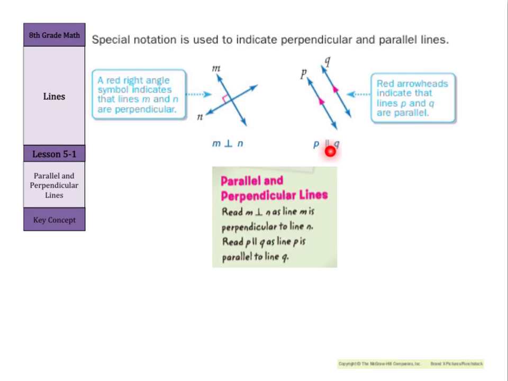So in our little sticky note here, parallel and perpendicular lines, read M with the perpendicular symbol N as line M is perpendicular to line N. Just not M perpendicular symbol N. It's line M is perpendicular to line N. And with the parallel, it's line P is parallel to line Q.